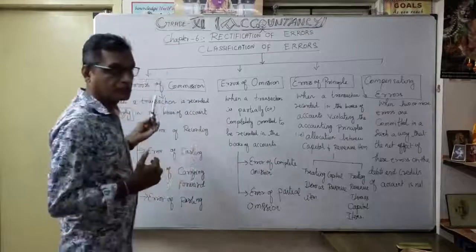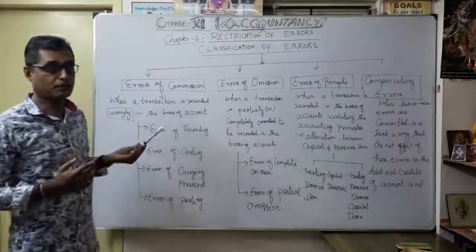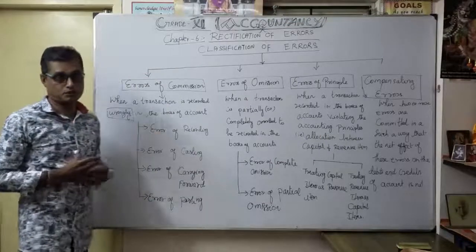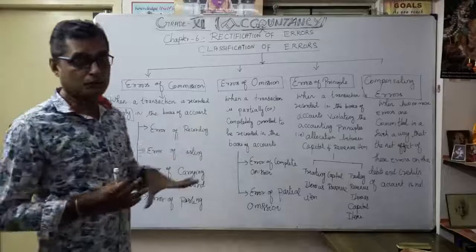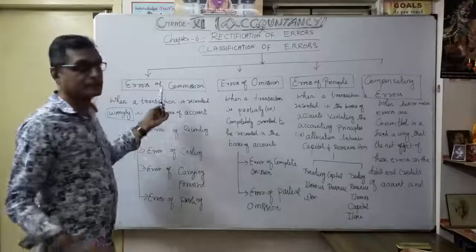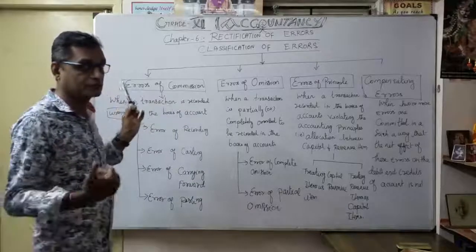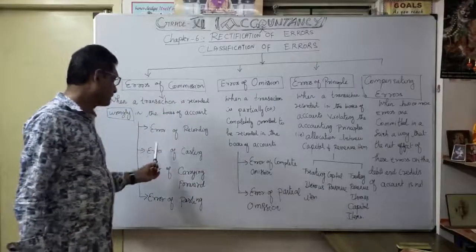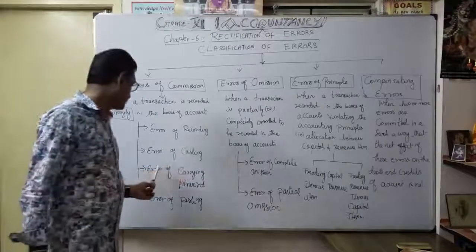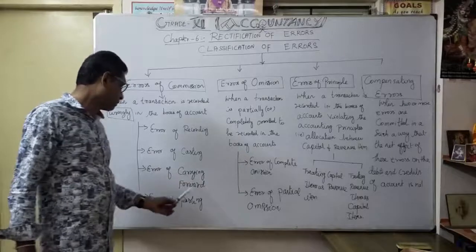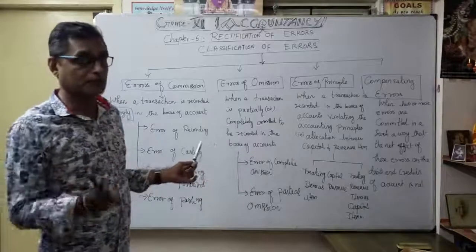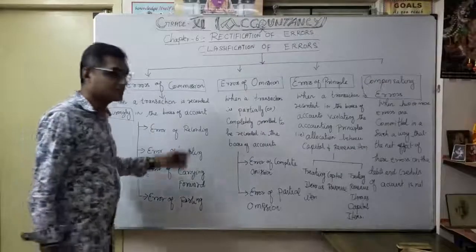Now, understood error of commission? What is the meaning of error of commission? When a transaction is recorded wrongly in the books of account. Under that there are 4 types of errors. If we say error of costing, you can say it is called error of commission. We will discuss later. Error of recording, error of costing. What does costing mean? The calculation error, the total. Then error of carrying forward, error of posting. Carrying forward means from one page to the next page, or an amount posted to some other place. We will discuss that later.